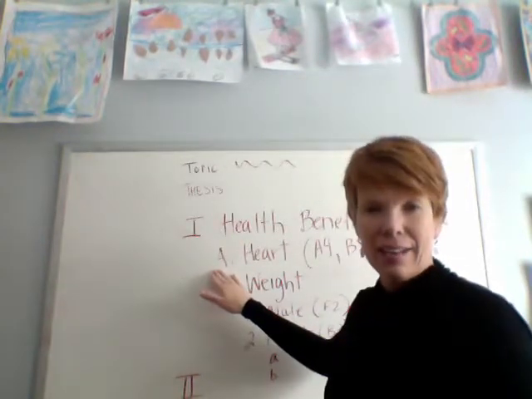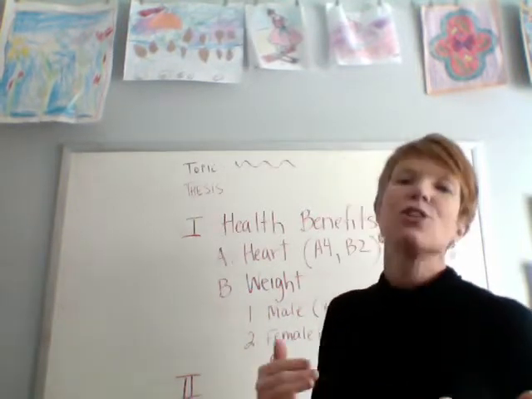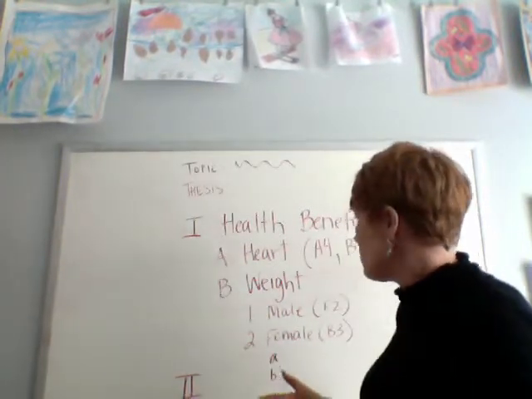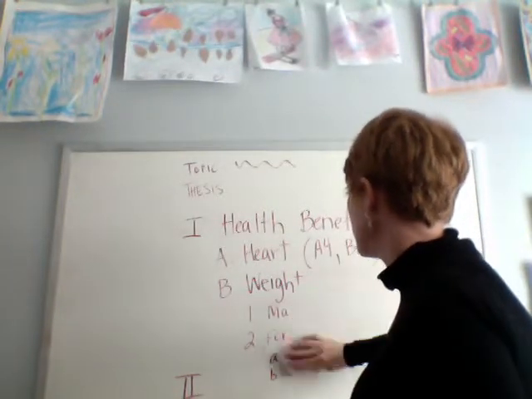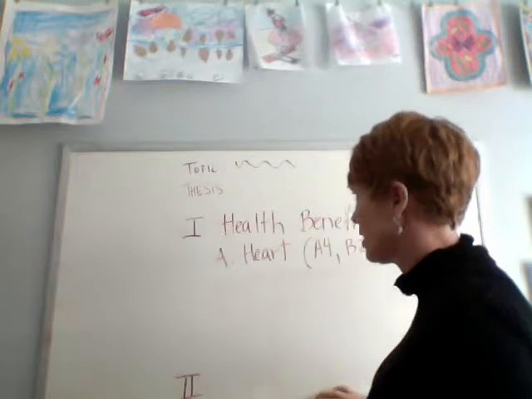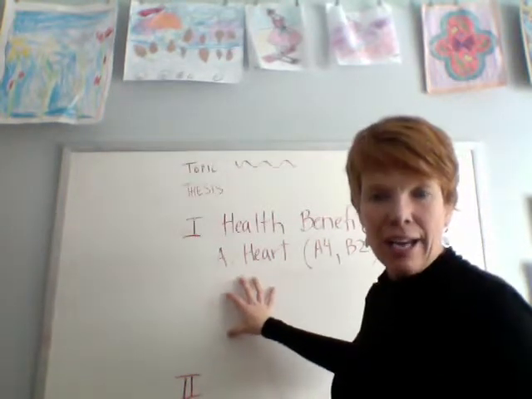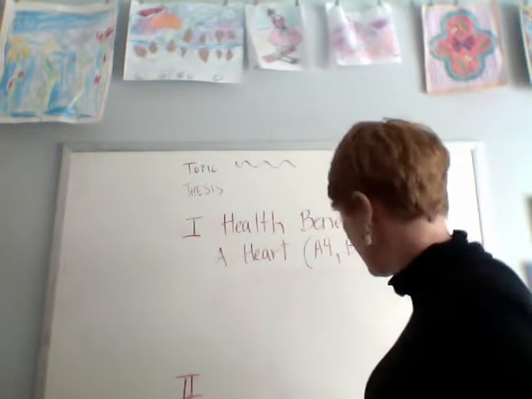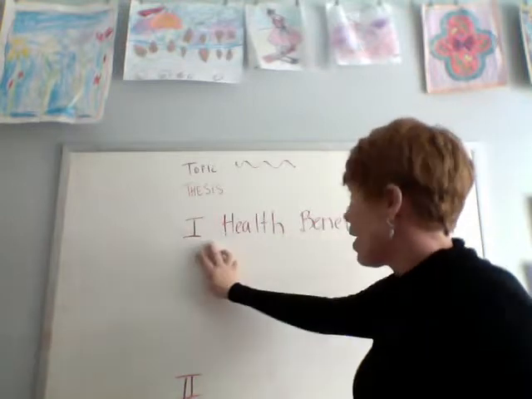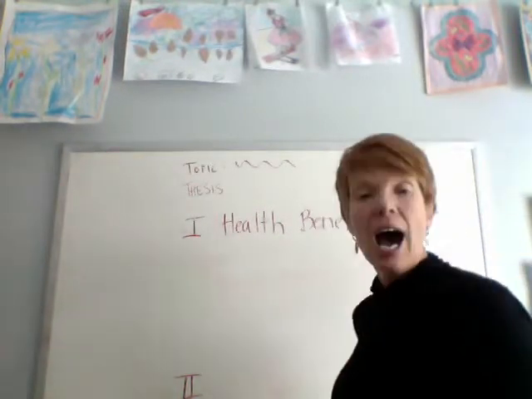And in some outline rules, they will tell you that if you don't have a B, there is no A. The way they say it is there is no A if there is no B. So if I had, say, health benefits, and my whole paragraph is going to be about the heart, then some outline masters would say, if there's no B, then there's no A, and you would just have your Roman numeral, okay? I'm not going that way.